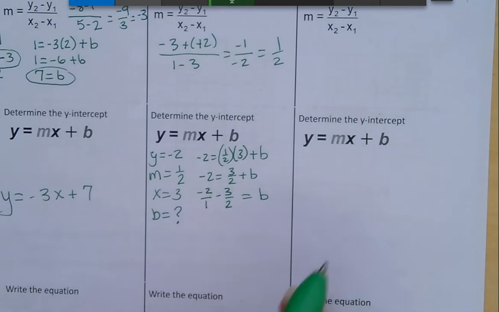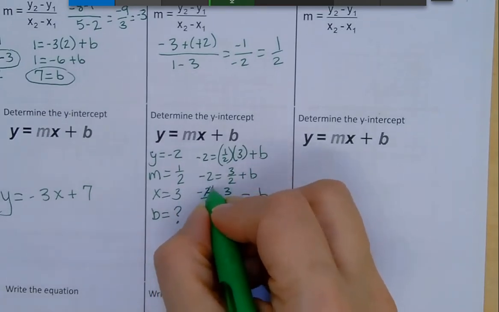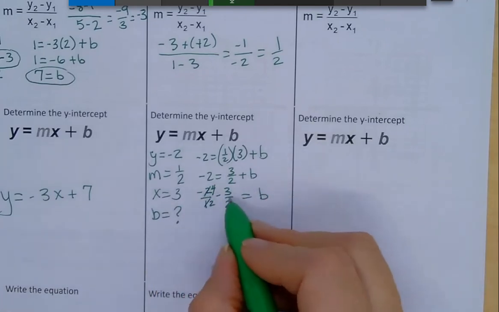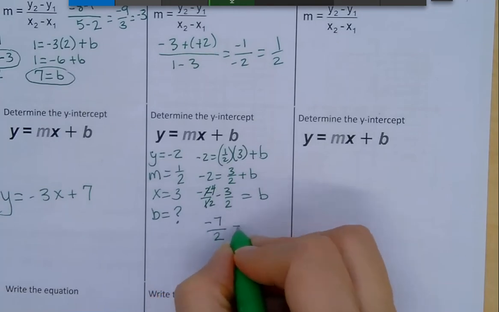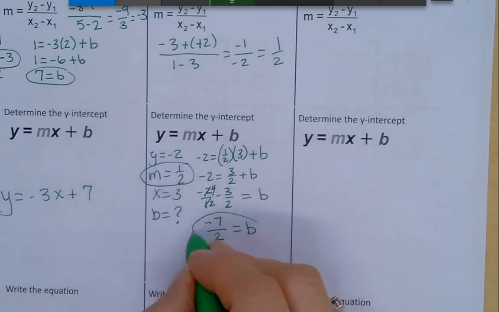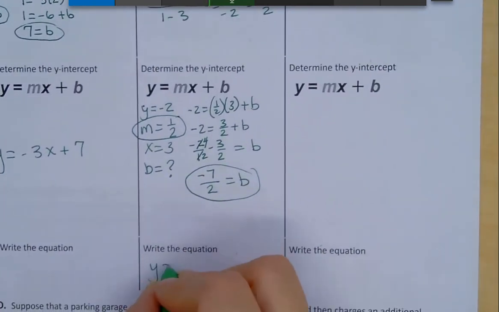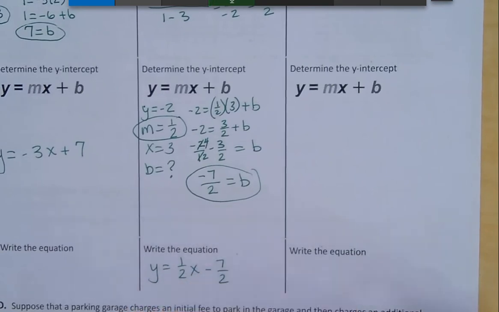But I made negative 2 look like a fraction. So I'm going to now make this over 2. So I have negative 4 over 2. -4 and -3 is -7 over 2, and that equals b. I have m, I have b. I can write the equation. Y equals 1/2 x minus 7/2.